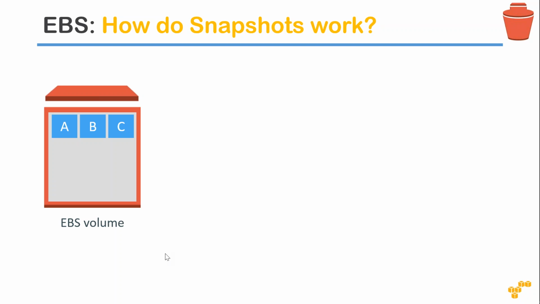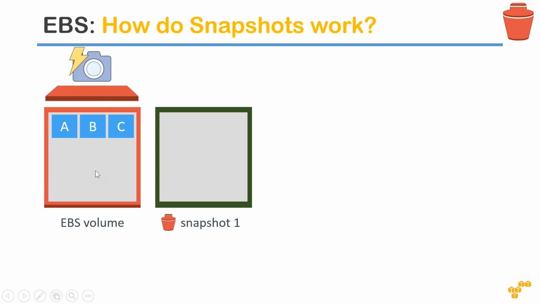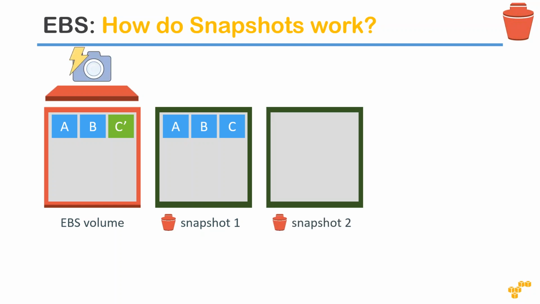So let us consider this EBS volume. There are three blocks of data, A, B, C, and what happens when you trigger a snapshot? When you trigger a snapshot, Amazon will copy all the blocks A, B, C into snapshot 1. And let us say there is some amount of activity again happening on the disk. So C has been changed into C dash now. When you take snapshot 2 now, Amazon will copy only the changed data. So the amount of time it takes for taking a backup is going to be relatively small, because we are going to copy only the changed data. So you will have two snapshots in your snapshot storage.